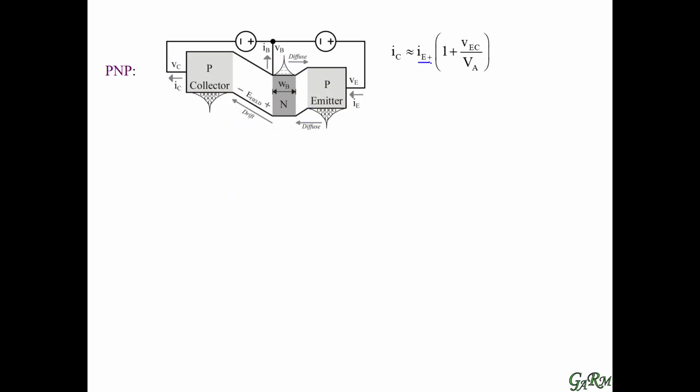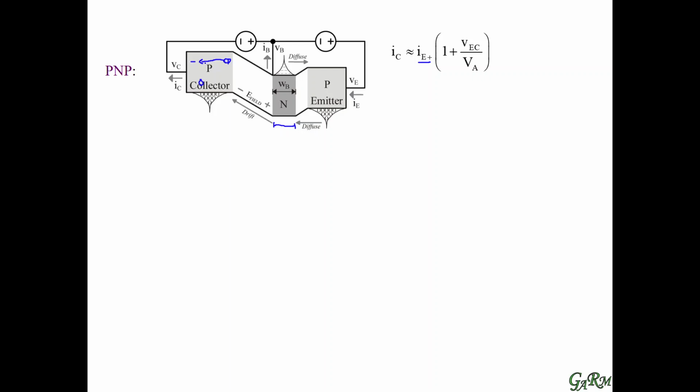So it's largely just the whole emitter hole current. But then we have to account for base width modulation. So when the collector voltage is more negative here, it pulls away holes from the edge of the depletion region.